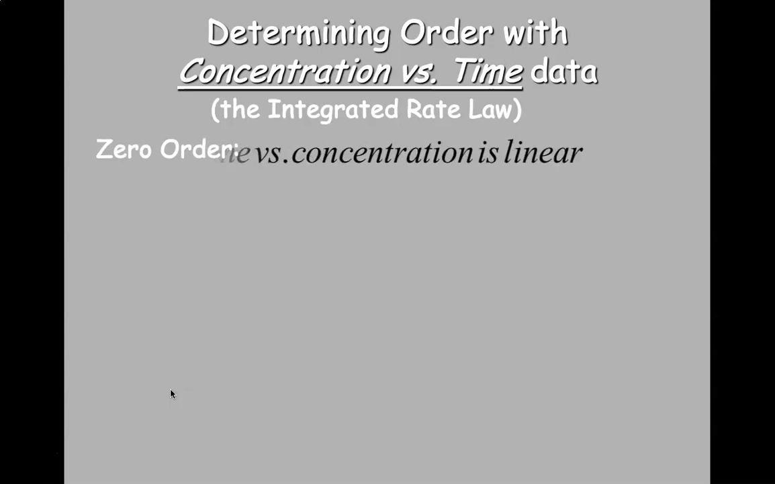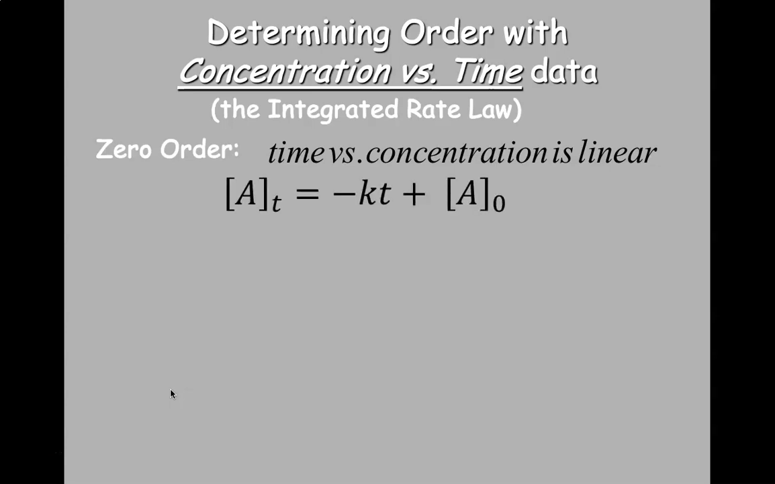Zero order, it's just looking at time versus concentration. If a graph of time versus concentration is linear, then we have this rate law. This rate law is not included on your equation sheet, so you should not have to do any math with it, but conceptually, zero order still has to be there. Notice the form of it, y equals mx plus b. So, a line based on it being linear.